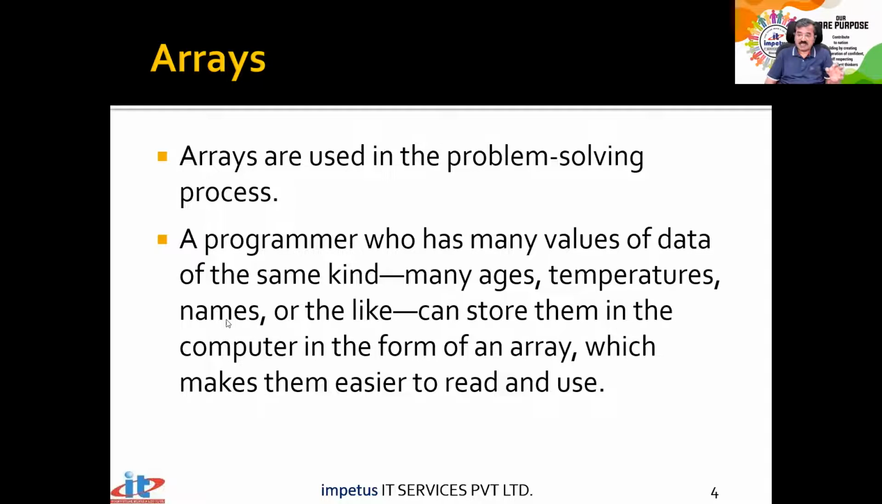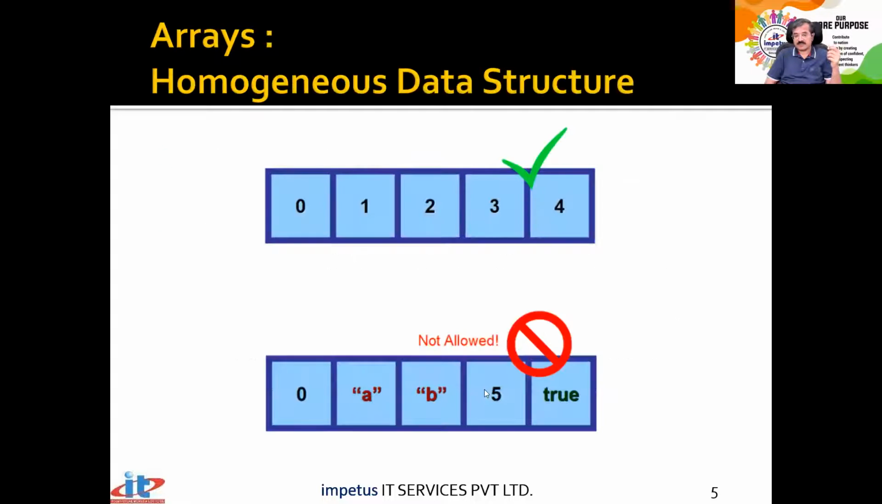Now all these are similar kinds of values, like all names, all temperatures, all ages. They are all values of the same type. So whenever you come across a situation where we have several values, and they are all of the same type, in that case we'll ask the program to create a group of variables, and this entire group of variables can be given a single name. We can store them in the computer in a form such as an array, which makes it easier to read and use. How does it reduce the size of the code? I'll discuss that. But this is how you can visualize an array.